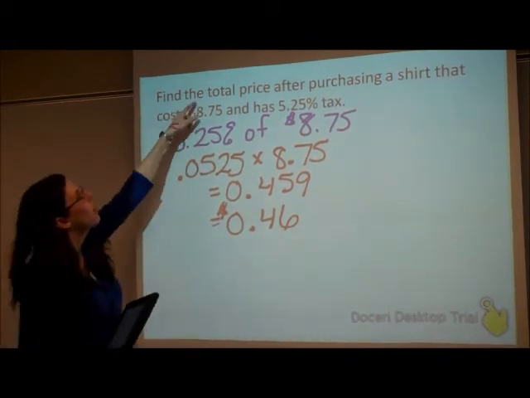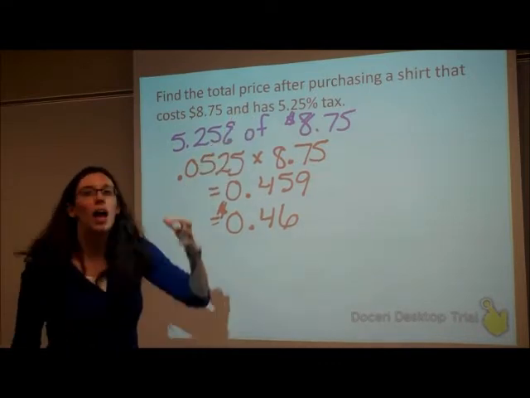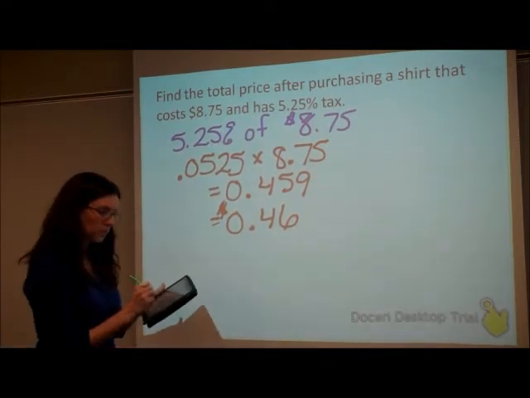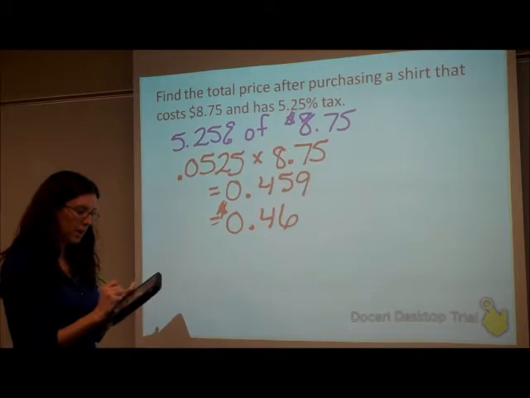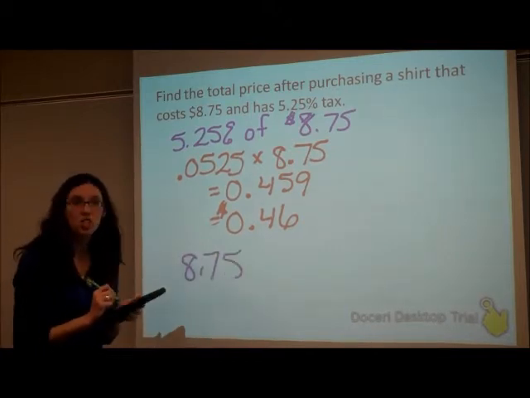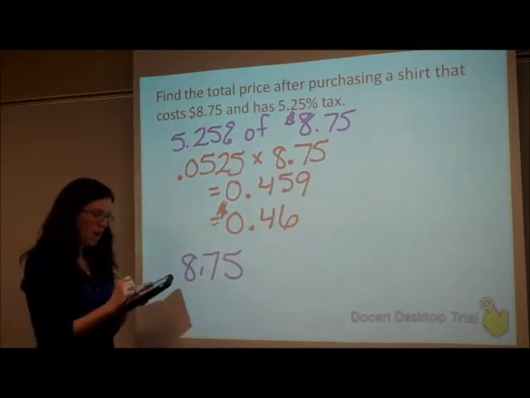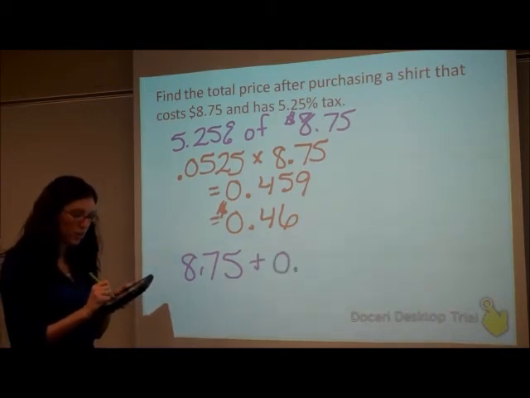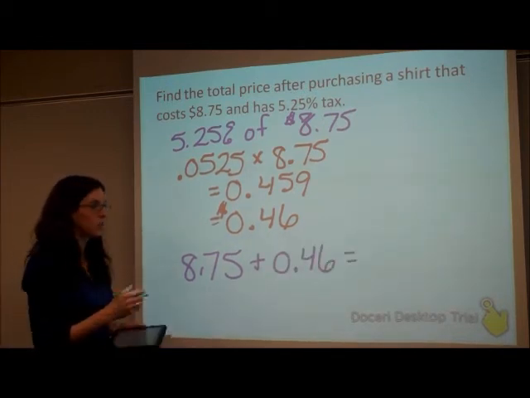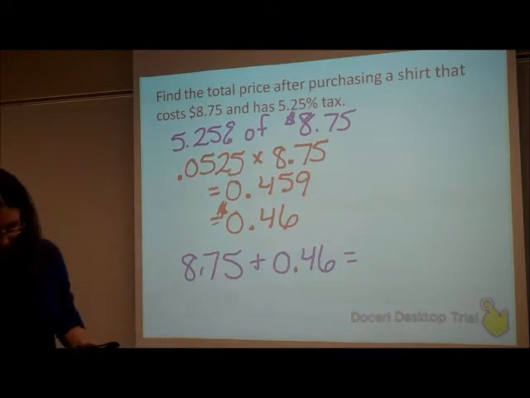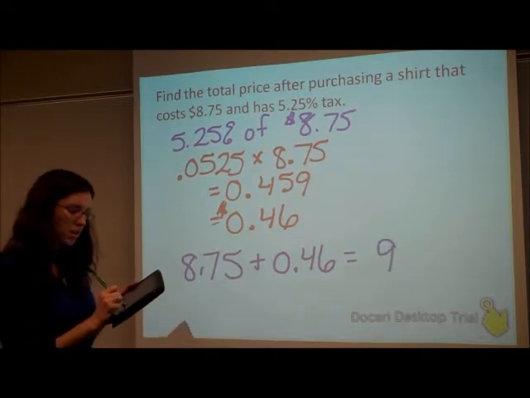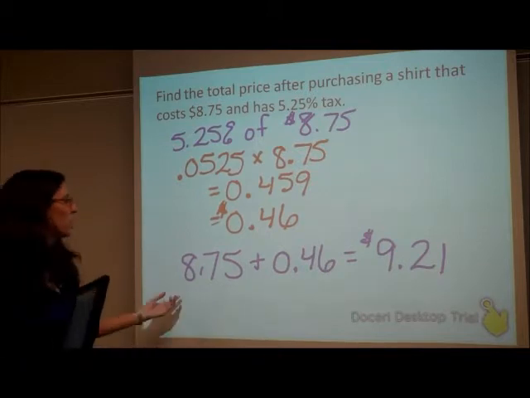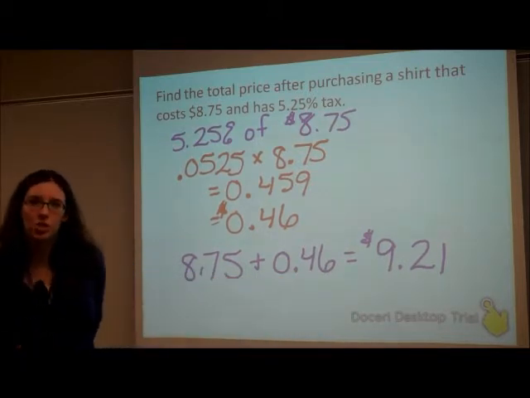Going back to my problem, I want the total price. How much am I paying for that shirt? Well, I paid the $8.75 just to get the shirt, and I have to pay the 46 cents in tax. So putting those together, adding those, you get $9.21, which if you think of when you go shopping, that's a reasonable answer. Okay?